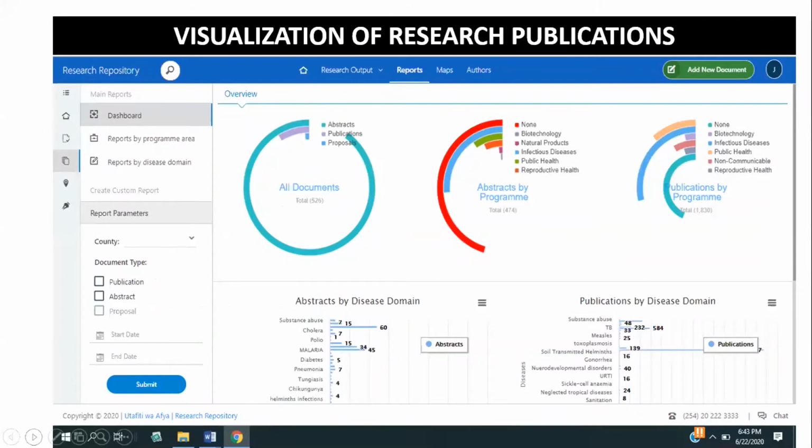As we heard Dr. Ayana saying, data needs to be visualized for everybody to understand what is going on. So on this Utafiti wa Afya platform, we are able to visualize the data. If we had entered research publications, we can visualize the information. If you look at the first circle, the largest are actually abstracts. There are so many abstracts which were uploaded and synthesized to get information, followed by publications and then proposals. So if you want to look at the abstracts by disease domain, the publications by disease domain, you can find this in the portal. Next slide, please.